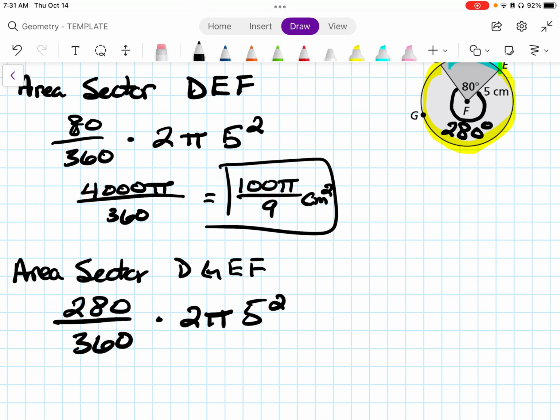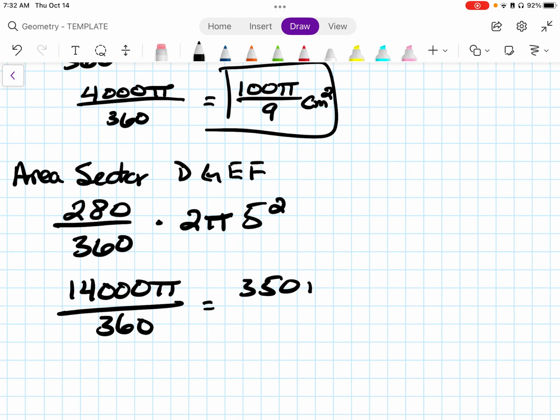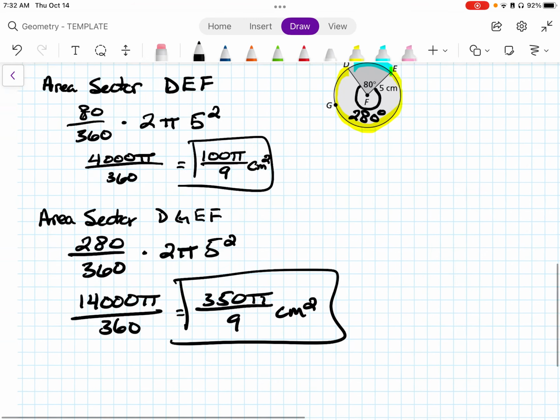So I'm going to take 280 times 2 times 25. That is 14,000. So I'm going to take 14,000 over 360. That gives me 350 pi over 9. There we are.